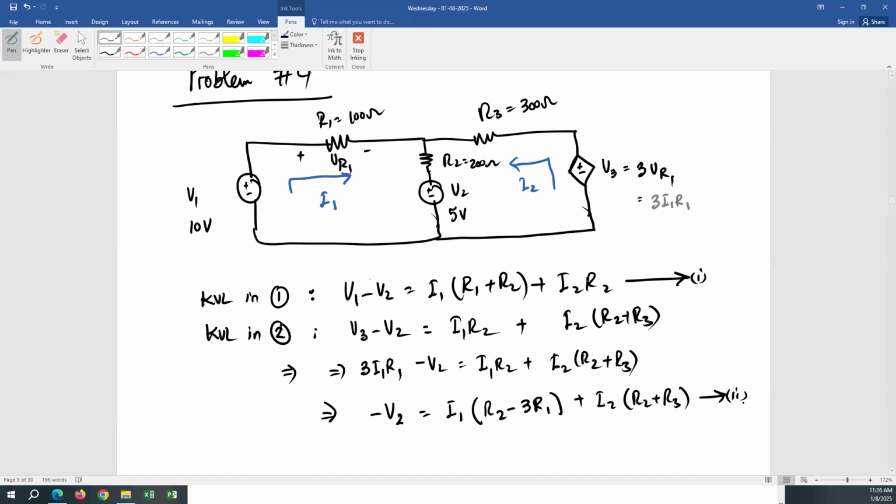Right? Make sense? 2 equations, 2 unknowns. Let's go ahead and solve them.